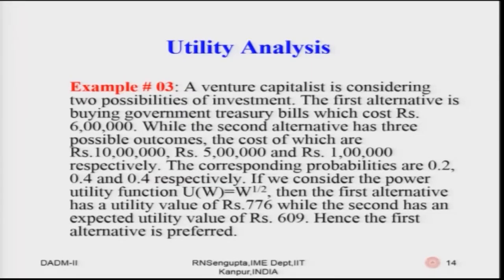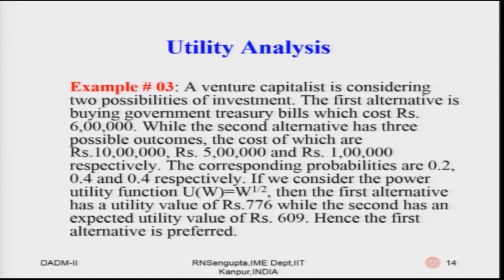A venture capitalist is considering two possibilities of an investment. The first alternative is buying government treasury bills which cost rupees 6 lakhs, while the second alternative has three possible outcomes, the costs of which are 10 lakhs, 5 lakhs and 1 lakh. Corresponding probabilities are 20%, 40%, 40%. So, the sum of the probabilities is 1 and it is a probability mass function.